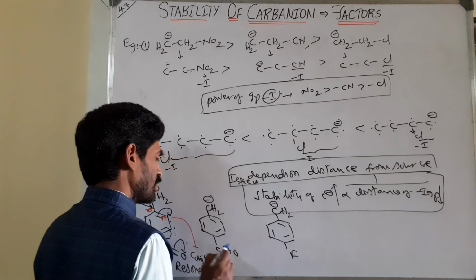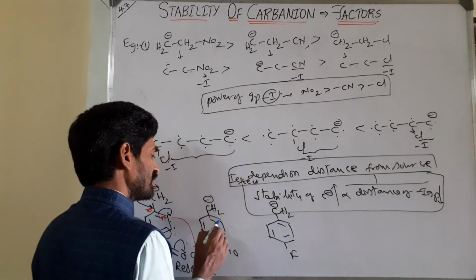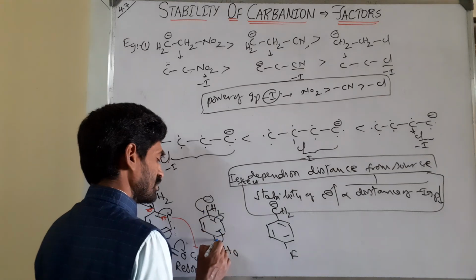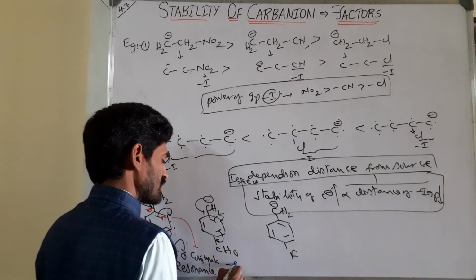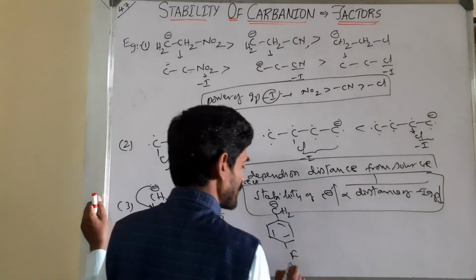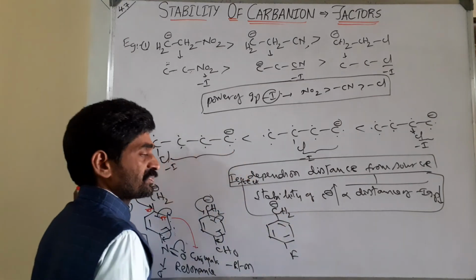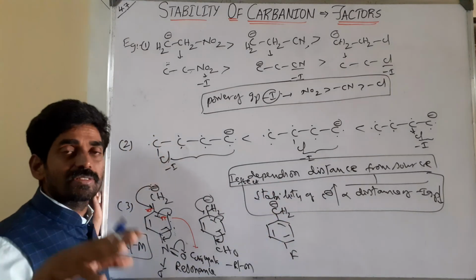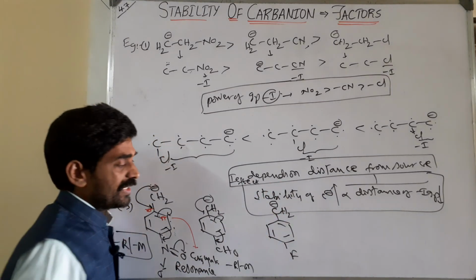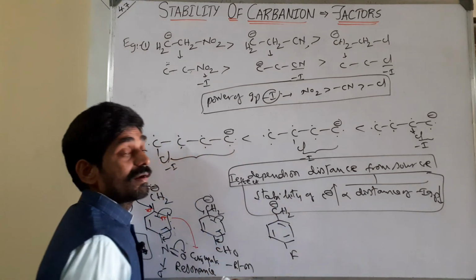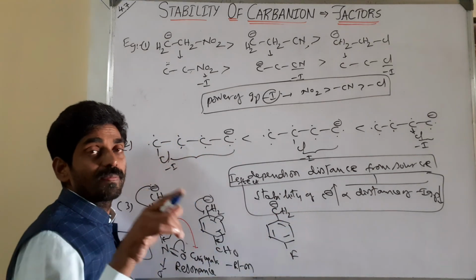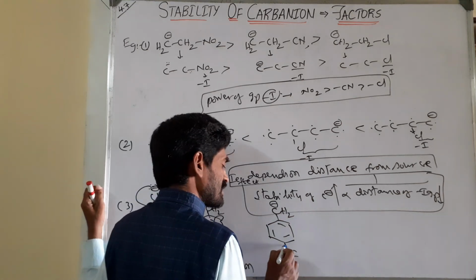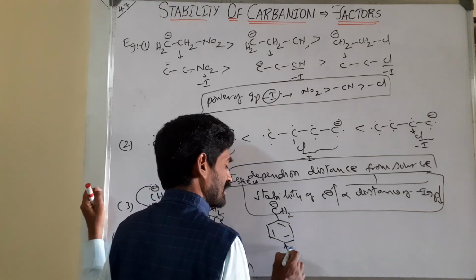Then the CHO group also shows resonance, so it is also a minus R or minus M group. Fluorine is also there. According to the inductive effect, halogens are minus I groups, negative inductive effect, but according to resonance, halogens are plus M or plus R groups, electron releasing groups. So fluorine has a releasing effect.